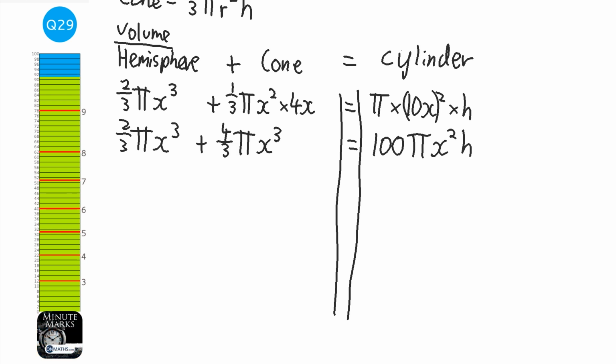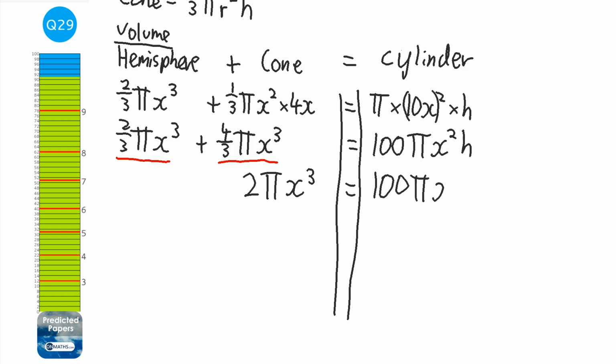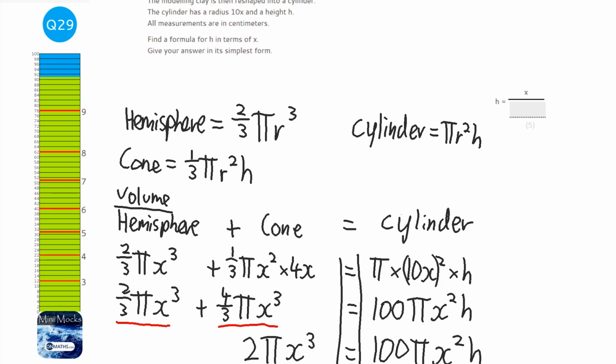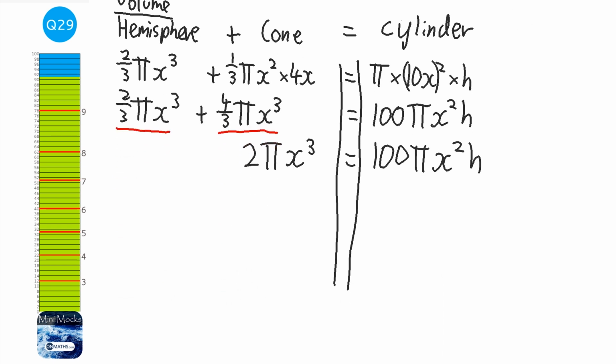Okay. Now, if you notice on the left-hand side, these two here are the same. There's both pi x cubed. So we can just add them together. So it's going to be 2/3 plus 4/3. So that's going to be 6/3, or just 2. So it's going to be 2 pi x cubed equals 100 pi x squared h. Brilliant. Okay. Now let's just check to see what it wants. It wants a formula of h in terms of x. So it wants h equals. Okay.